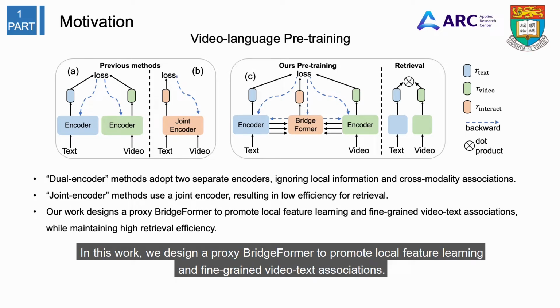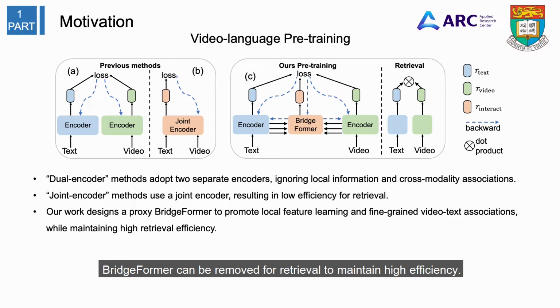In this work, we design a proxy bridge format to promote local feature learning and fine-grained video-text associations. Bridge format can be removed for retrieval to maintain high efficiency.